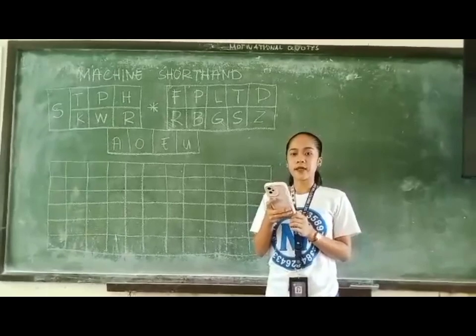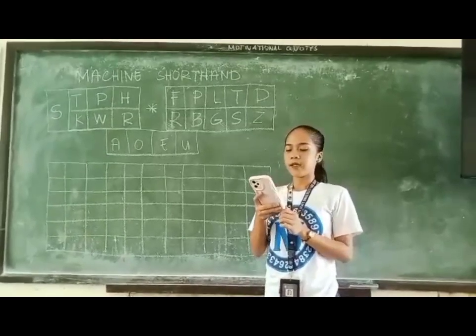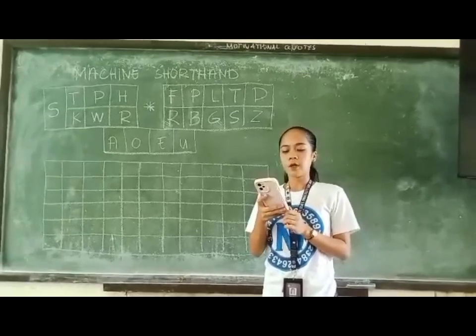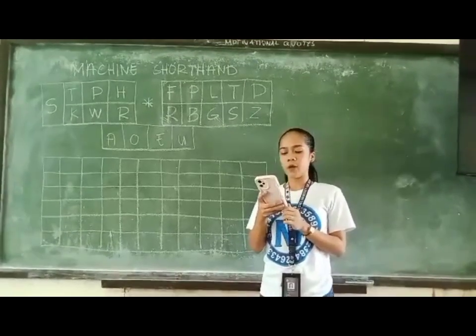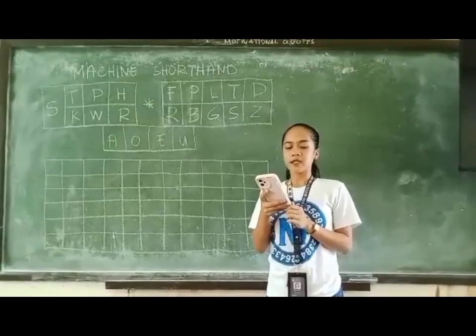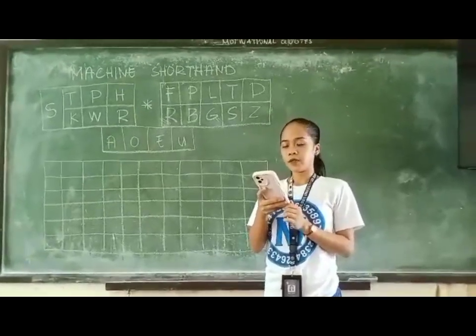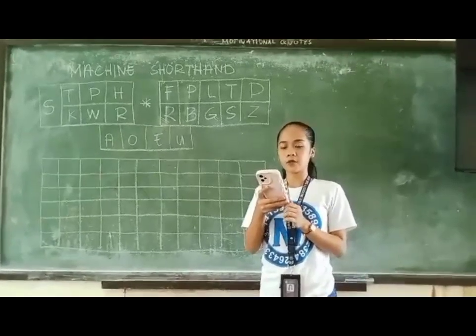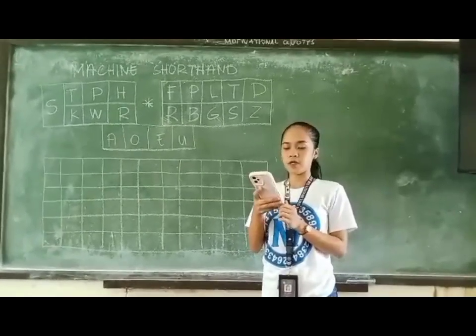Third is shorthand encoding. To create an efficient shorthand representation, the system needs to encode the transcribed language into a more compact and standardized format. This involves mapping common phrases, expressions, or linguistic patterns to shorthand symbols or codes.